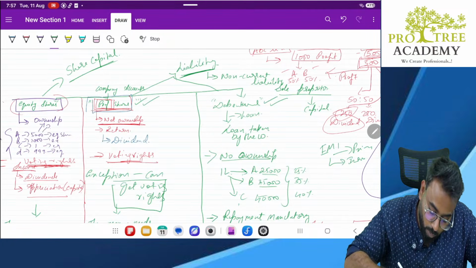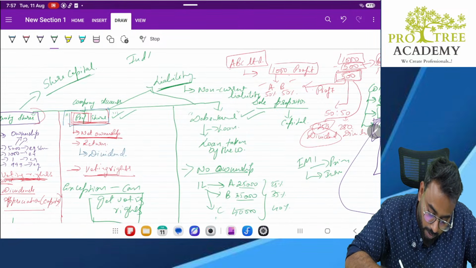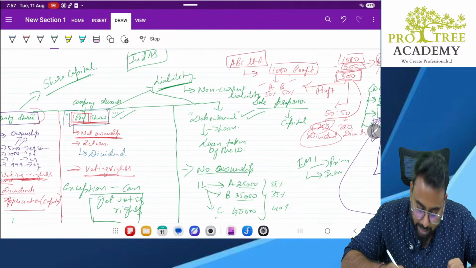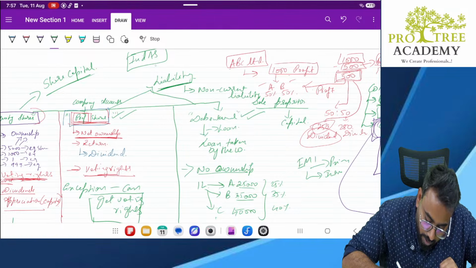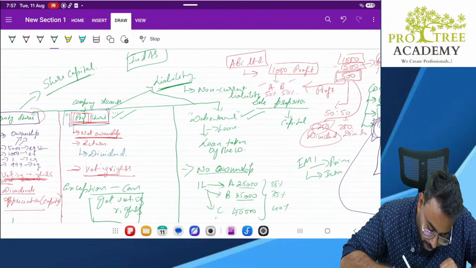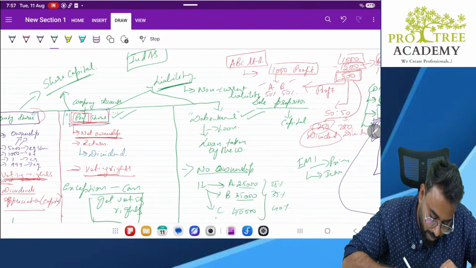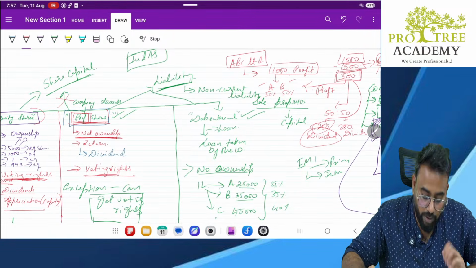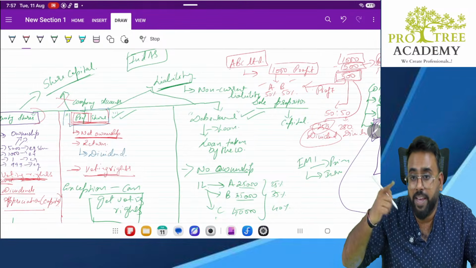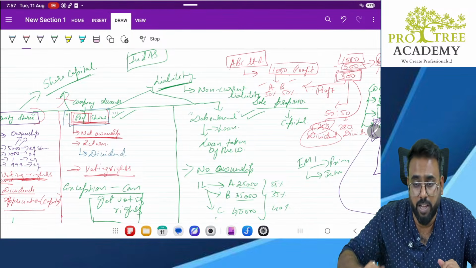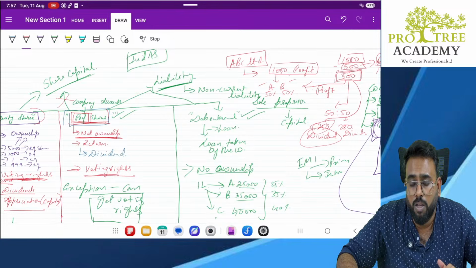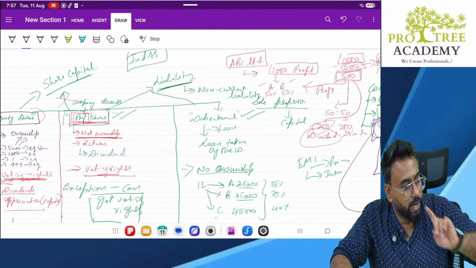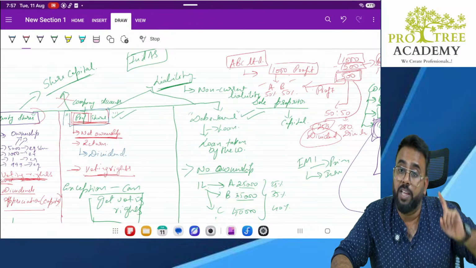Earlier, before there was Ind AS, we used to show preference shares also under share capital. Okay, but Ind AS said no, that is wrong. Why is it wrong? Because you are repaying the money, and you are mandatorily paying the dividend also. Then how can you show it as share capital? Because share capital means you will never pay back the money. But here you are paying back the money.